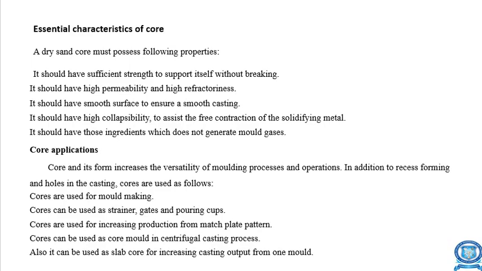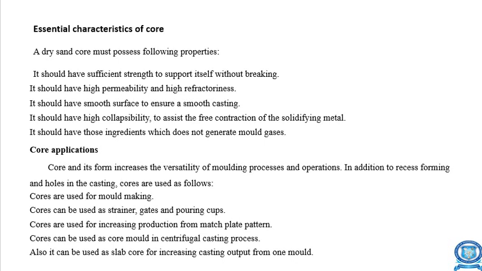Essential characteristics of core. A dry sand core must possess the following properties. It should have sufficient strength to support itself without breaking. It should have high permeability and high refractoriness. It should have a smooth surface to ensure a smooth casting. It should have high collapsibility to assist the free contraction of the solidifying metal. It should have ingredients which do not generate molding gases.